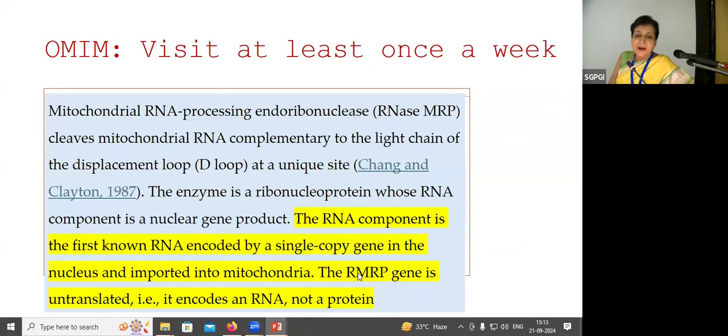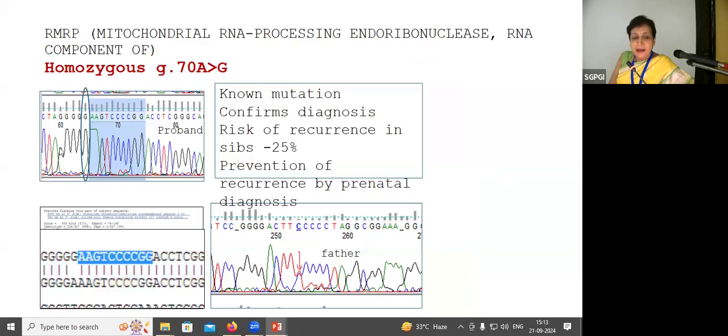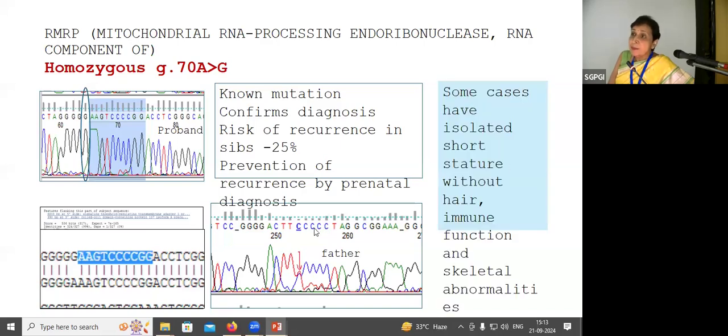And there you will find out that the gene for this cartilage hair dysplasia is a non-protein-coding gene. It doesn't produce a protein, it only produces an RNA. So a lot of information will be available. And here also there is one common mutation in most of the cases. Again, the diagnosis by Sanger sequencing is easy and cheap, and you don't have to order exome sequencing. Now we know that with NGS-based testing, some children with isolated short stature also may have mutation in this particular gene.